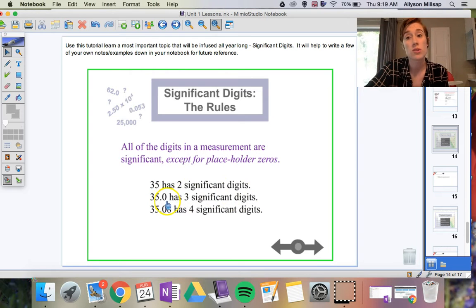Well, it's not a placeholder, right? I added it on purpose. Another way we could say it is zeros at the end count if a decimal is present, which it is. And then this 0 counts as significant, making this number having 4 significant digits because it's in between 2 numbers, right? It actually was measured. If the 5 was measured and the 8 was estimated, that means the 0 must have been measured as well.